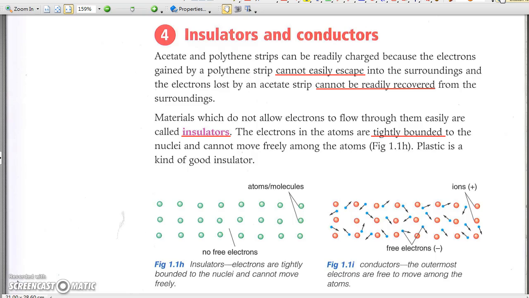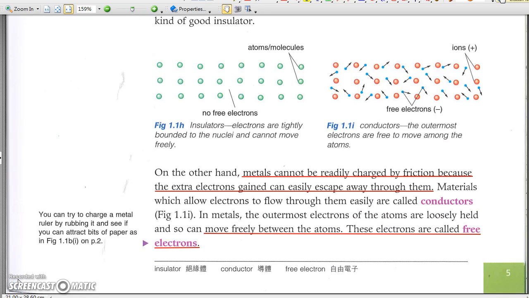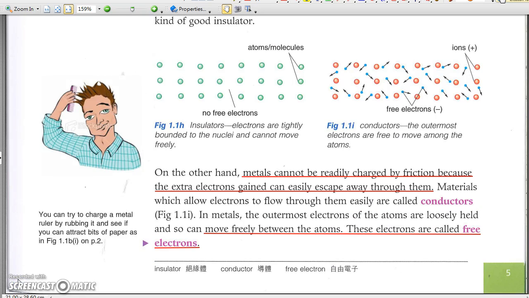cannot flow easily. On the other hand, when you comb your hair using a metal comb, the metal comb will never get charged. The reason is, even if it was charged by friction, electrons will flow instantly through our body to recover the charge transferred, and hence the comb remains neutral. So it is impossible to charge a conductor by friction.